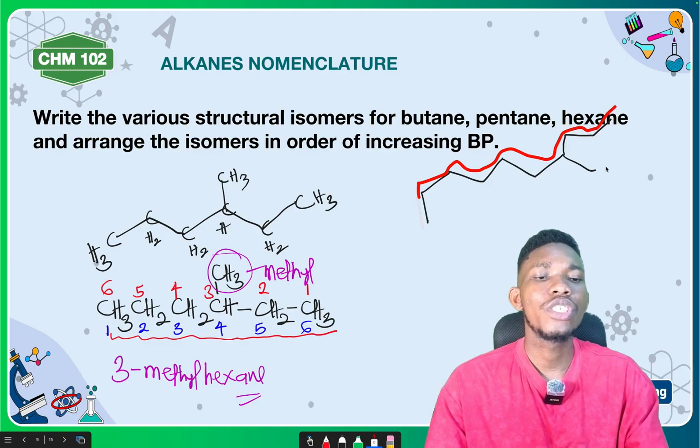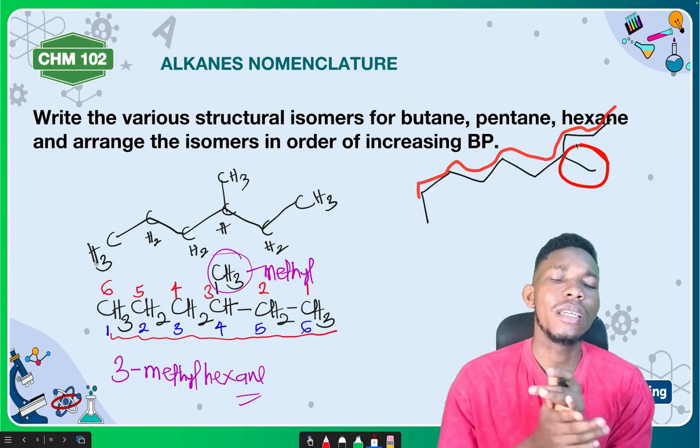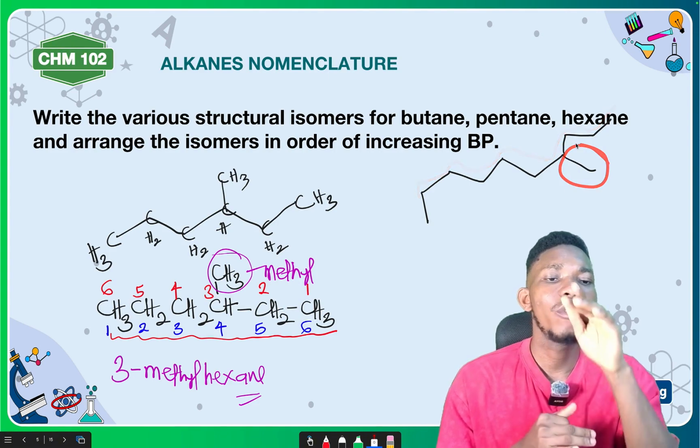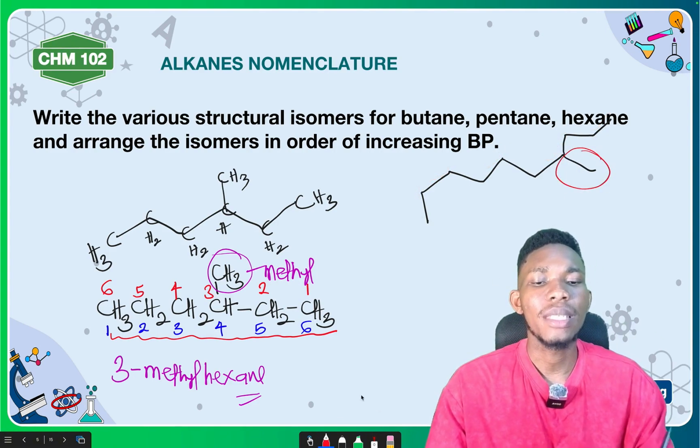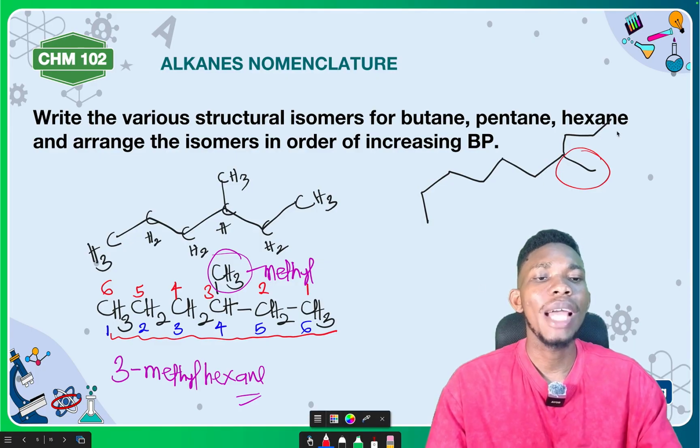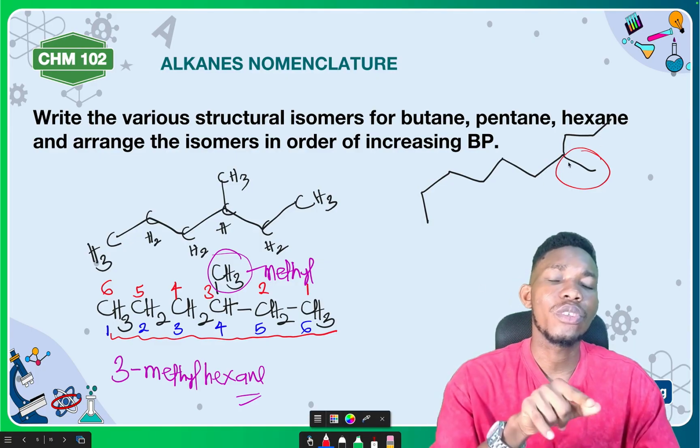If this is our longest continuous chain, it means this group here is a substituent. And when you have just one line as a substituent, of course, you agree with me that it is what? Methyl. So where are we going to number from? We number from the side that we get to the substituent first.